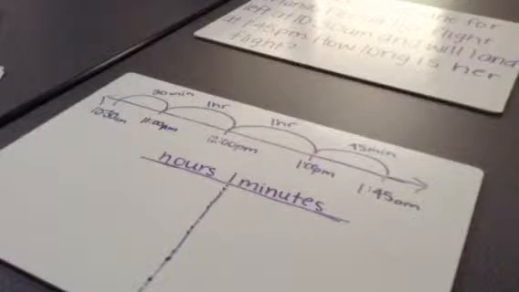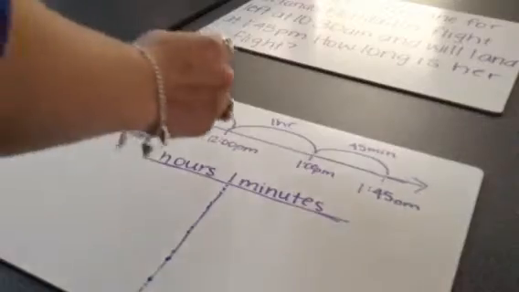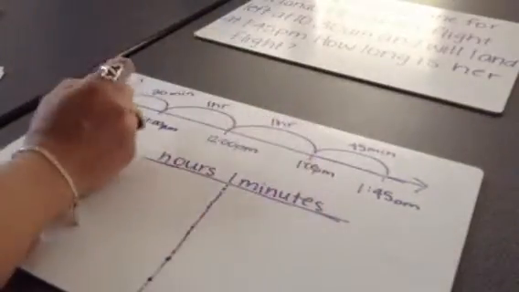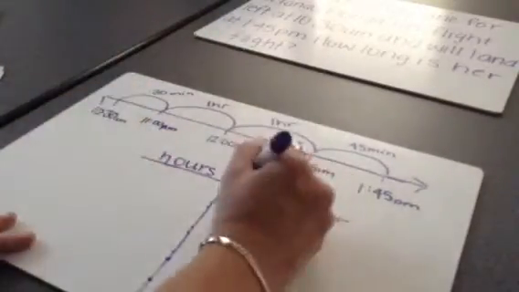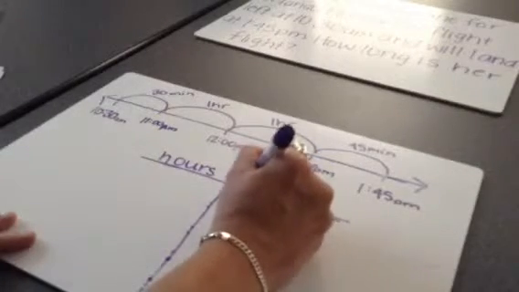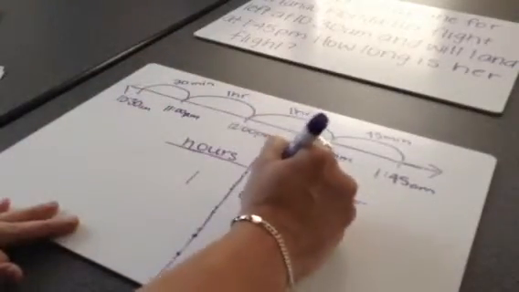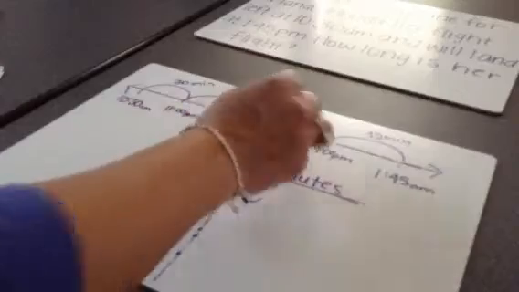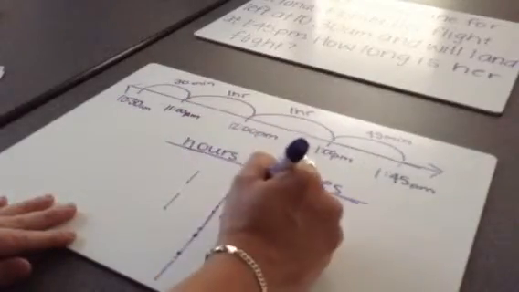And so to find the total elapsed time, we will have to count our hours and our minutes. We'll start with our first jump. Our first jump was 30 minutes, so we're going to put it under the minutes on our chart. Our next jump was an hour, so we'll put an hour on our chart. Our next jump was also an hour, so we'll write another hour. And our last jump was 45 minutes, and that goes under the minutes.